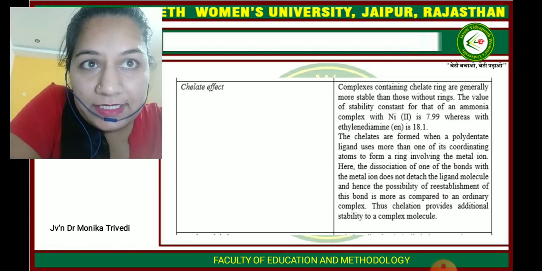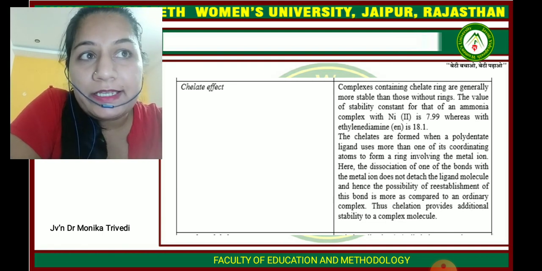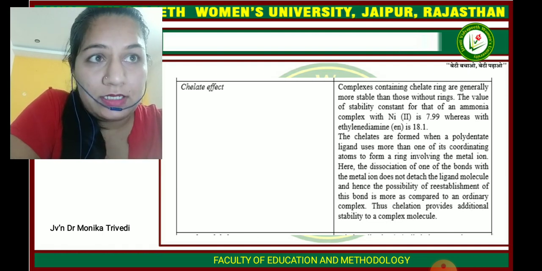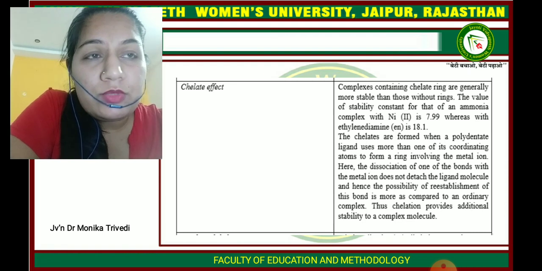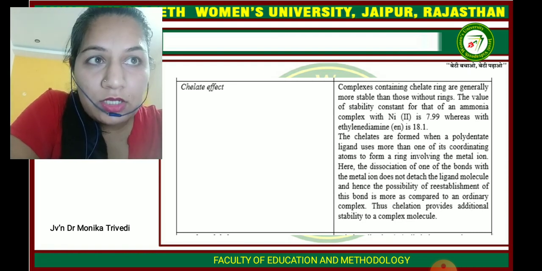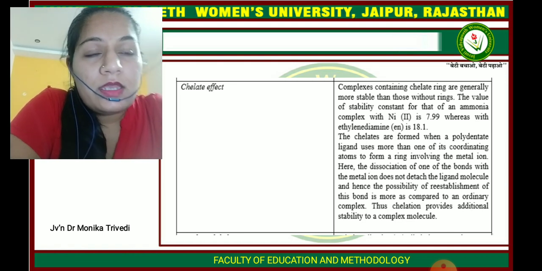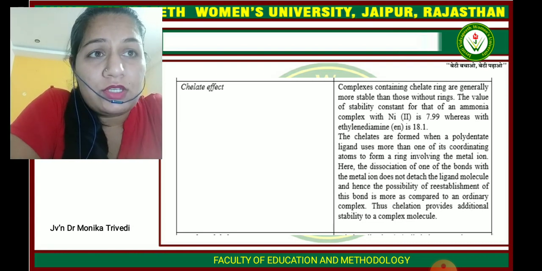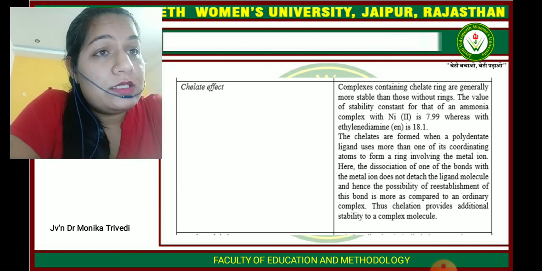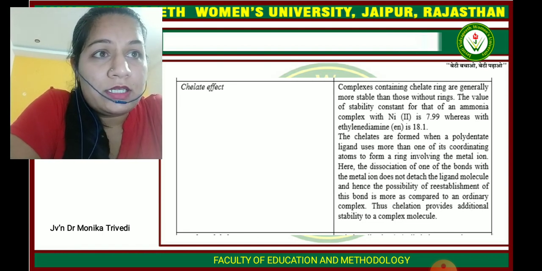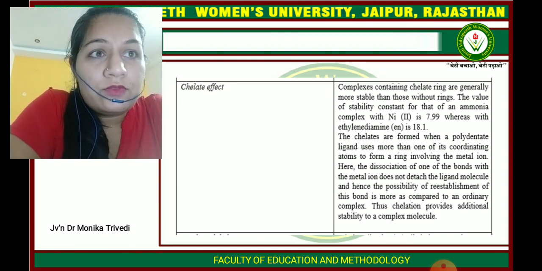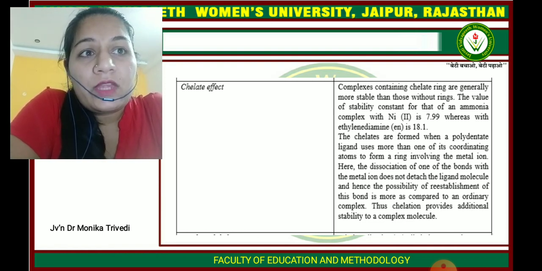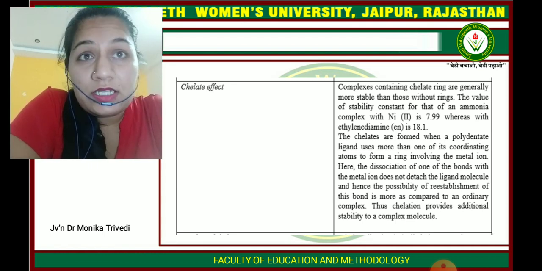What is the chelate effect? Complexes containing chelate rings are generally more stable than those without a ring structure. The value of the stability constant for the ammonia complex is less because it doesn't have a chelate ring or any kind of ring formation. So if chelate rings are present in the molecule, polydentate ligands use more than one of their coordinating atoms to form rings with the metal ion. Here the chelate effect increases the stability of complexes.